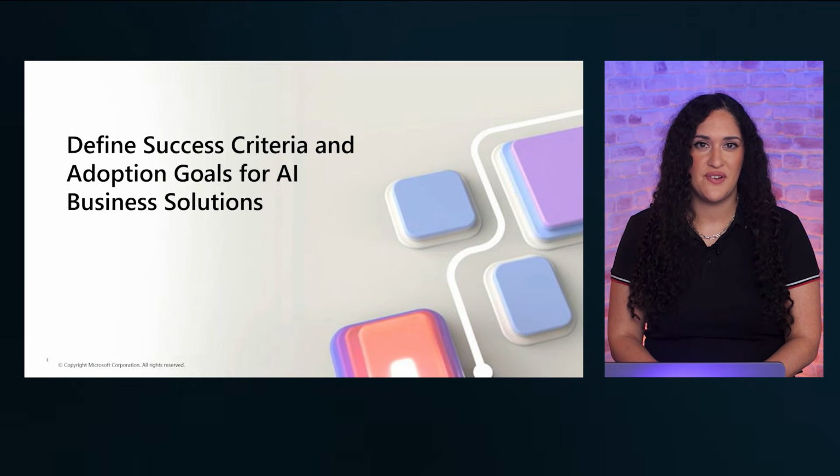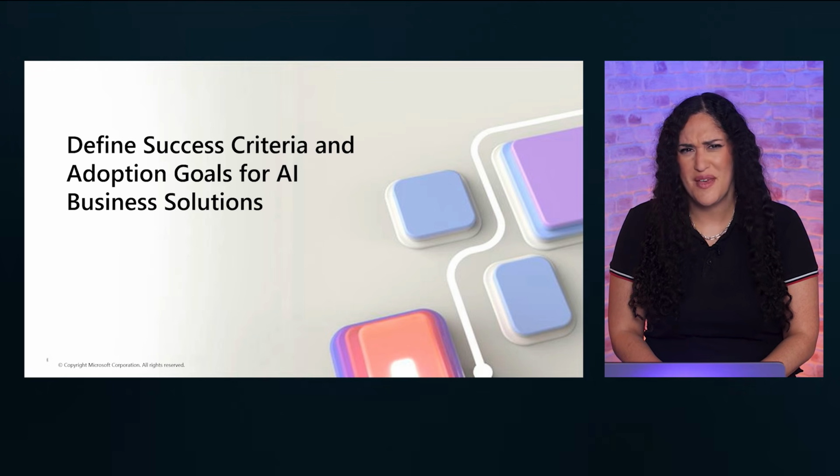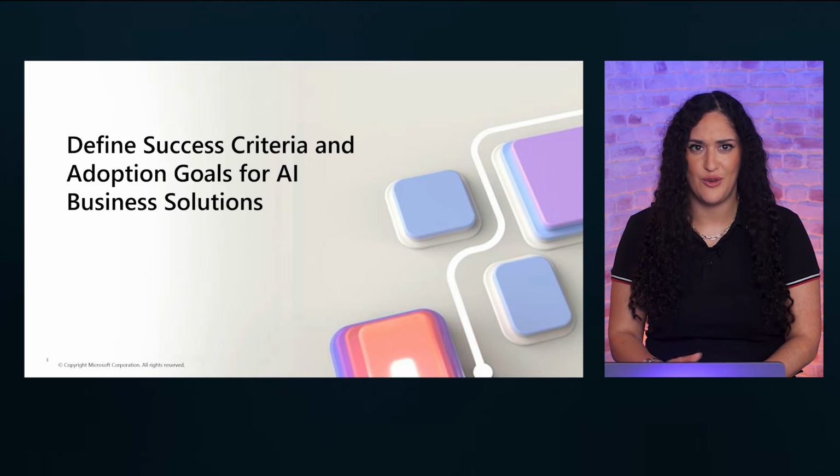Here, we'll focus on defining success criteria and adoption goals for your AI business solutions. This is where strategy meets execution. Without clear success criteria, you can't measure whether your solution is delivering value.